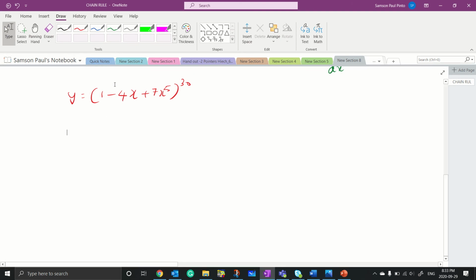Now I can see there are only two functions here. One is the power function, and embedded in that power function there are other functions. So how do I solve this? If it is too difficult for you to start with, you can start by taking t as 7x to the power of 5, and start solving function by function.